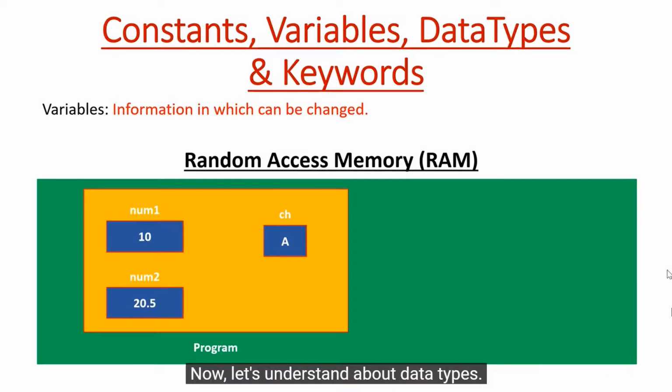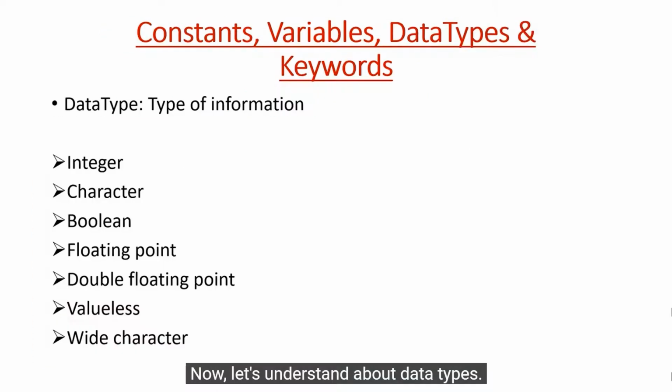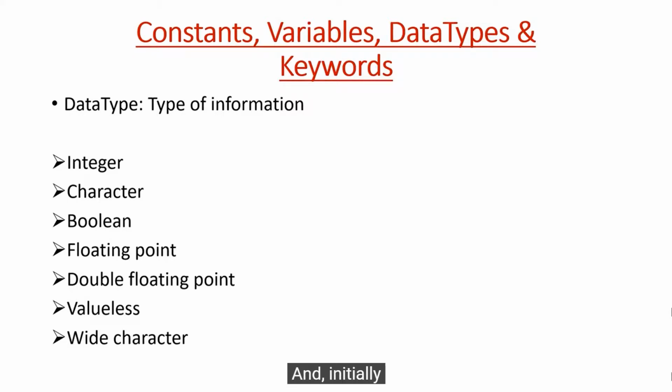Now let's understand about data types. Data type means type of information. What type of information are we going to store in the program? We have integer data type, character data type, boolean, floating point, double floating point, valueless, void. These all are primitive data types. We will use valueless data type in the function chapter. You will get to know about this later, and initially we'll be using this type of data.